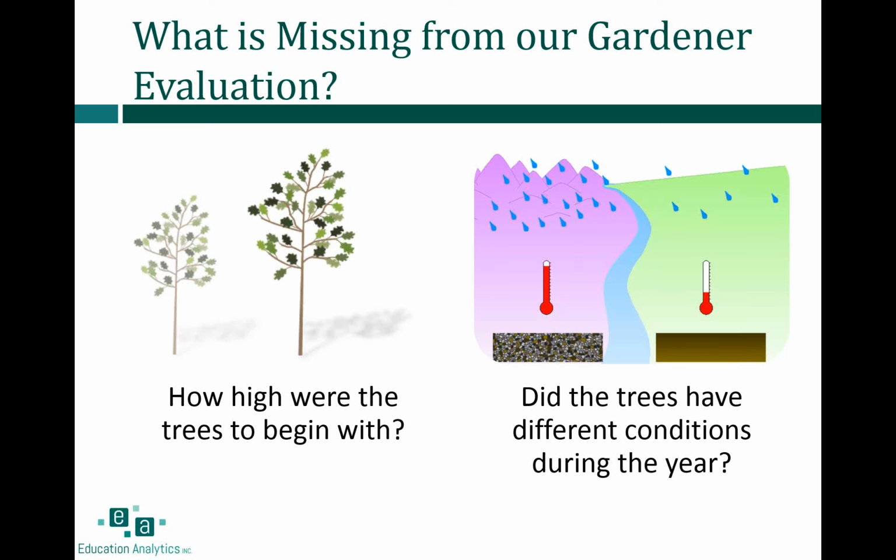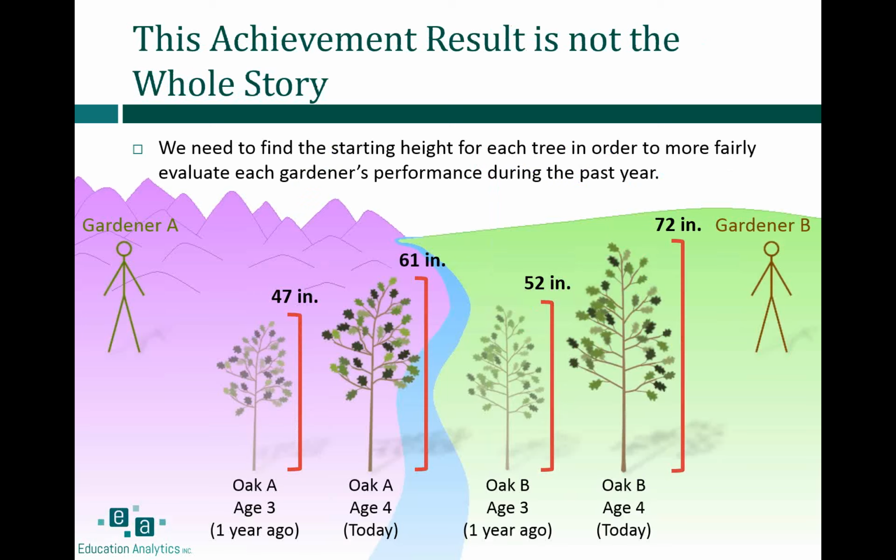So I'm going to start off with what we just talked about: how high were the trees to begin with? The achievement result does not tell the whole story. We want to find out the starting height for each of these trees in order to more fairly evaluate the gardener's performance during the past year. We can look back at our record and see that oak tree A on the left actually started off at 47 inches last year, 1 year ago today. And gardener B's tree on the right, oak tree B, started at 52 inches 1 year ago today.